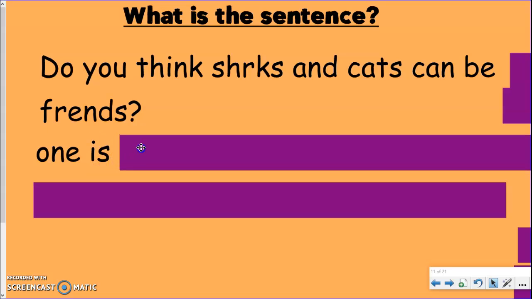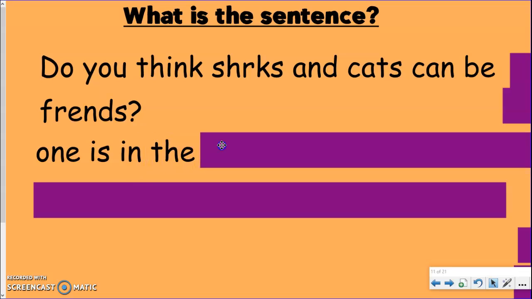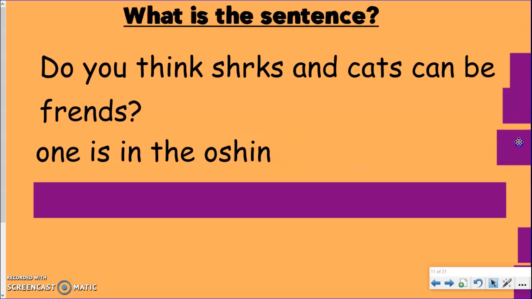One is in the, all right, let's sound this one out. You can say O-S-H says shh. I-N, we already know what that word is, in. All right, so let's put that together. O-sh-in. Ocean. One is in the ocean. Which one is in the ocean? Sharks or cats? The sharks are in the ocean.